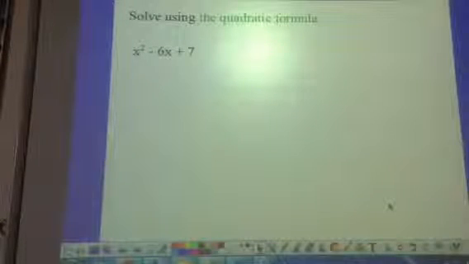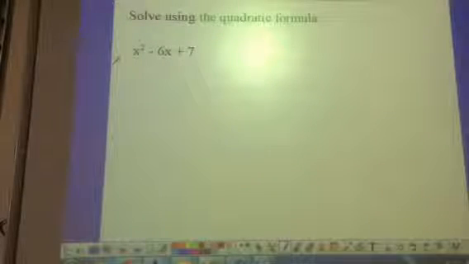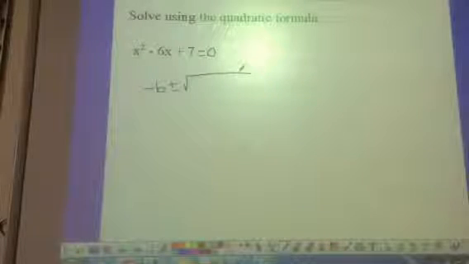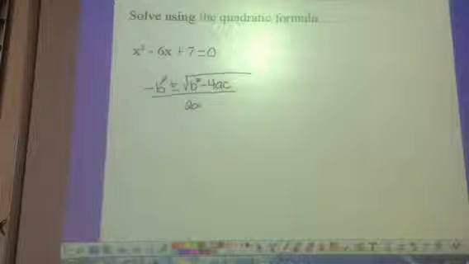this equation using the quadratic formula. When using the quadratic formula, you have to make sure your equation is written in standard form and that it equals 0. Okay, the quadratic formula is the opposite of b plus or minus the square root of b squared minus 4ac all over 2a. But where does this a, b, and c come from? It comes from our standard form.